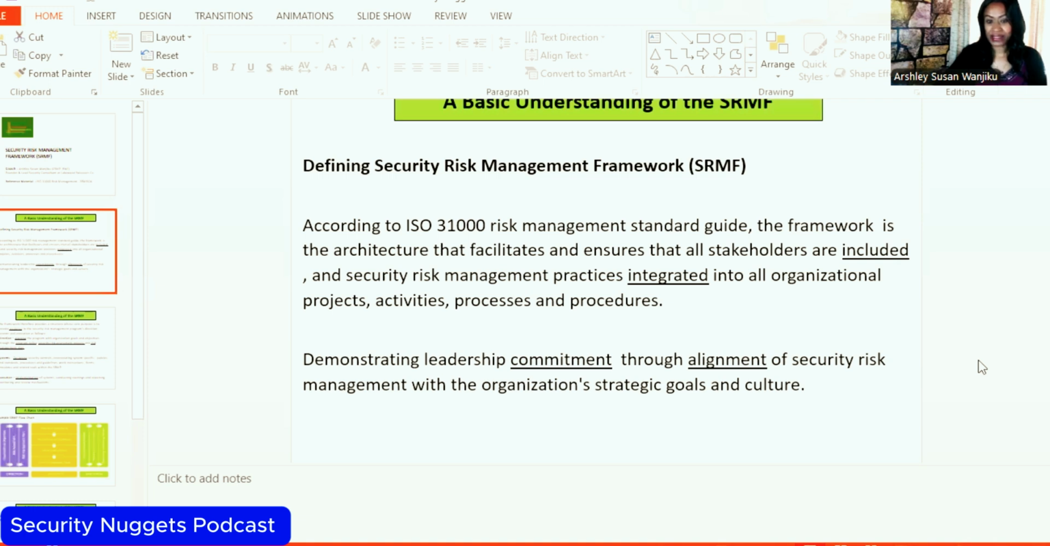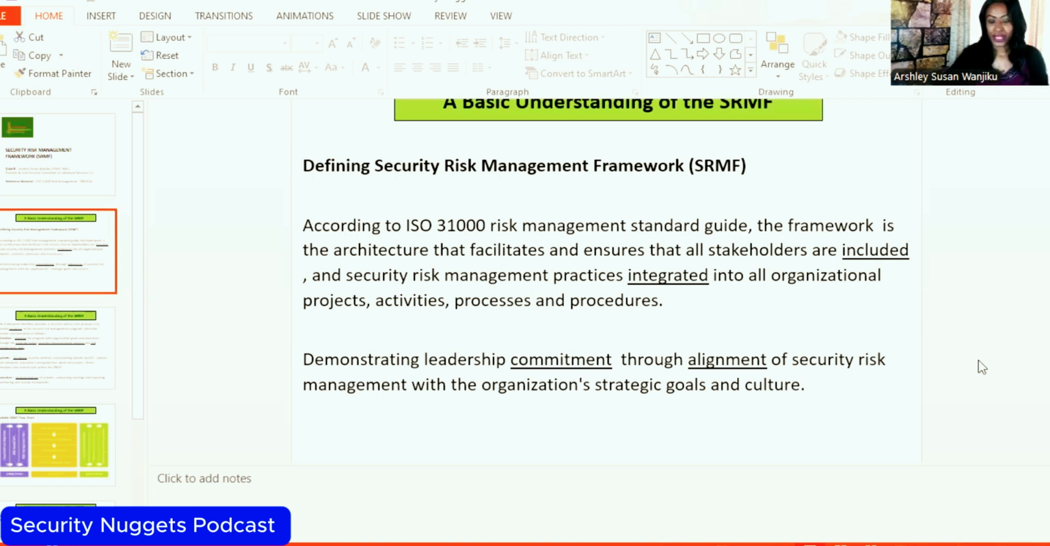According to the ISO 31000 Risk Management Standard Guide, the framework is the architecture that facilitates and ensures that all stakeholders are included and security risk management practices integrated into all organizational projects, activities, processes, and procedures, demonstrating leadership commitment through alignment of security risk management within the organization's strategic goals and culture.